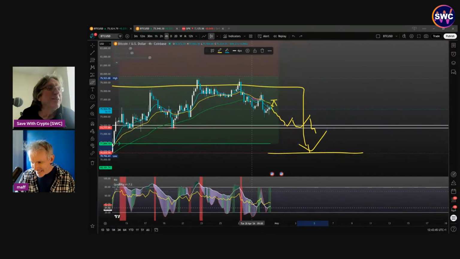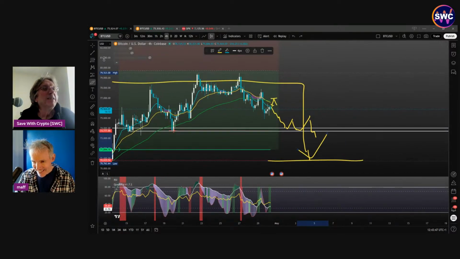Sorry about that. That was an alert saying there's a green bar on the 1 minute time frame. That's all.